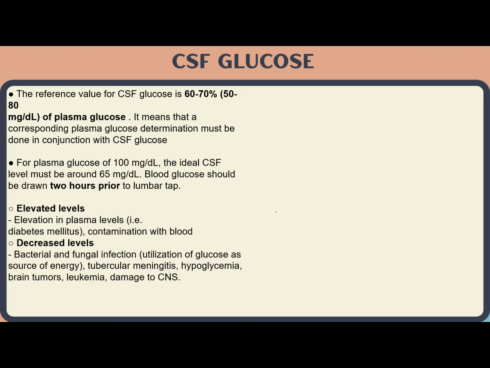Let's go to the second chemical, yung CSF glucose. The reference value for CSF glucose is 60 to 70% of plasma glucose. Kaya nga, it is very important that you collect plasma glucose first, then CSF glucose. A corresponding plasma glucose determination must be done in conjunction with CSF. So if you have a plasma glucose of 100 milligrams per dL, the ideal CSF level must be around 65 milligrams per dL. Saan nga galing yung 65? If you take a look, the CSF glucose should be 60 to 70%. If you average that, 60 plus 70 is equal to 130, divided by 2, you get 65. So if your plasma glucose is 100 milligrams per dL, the ideal CSF glucose should be 65 milligrams per dL.